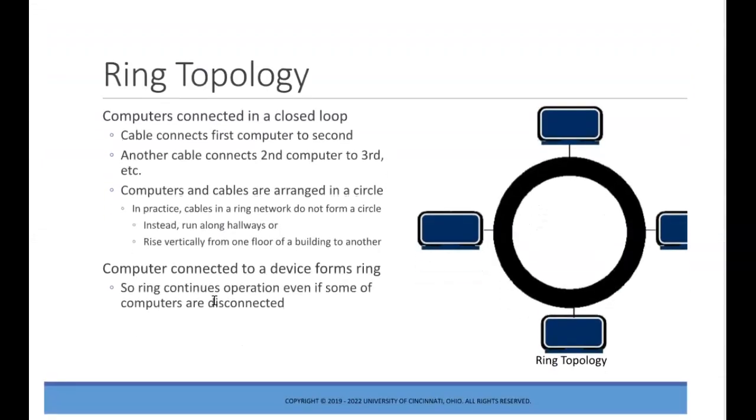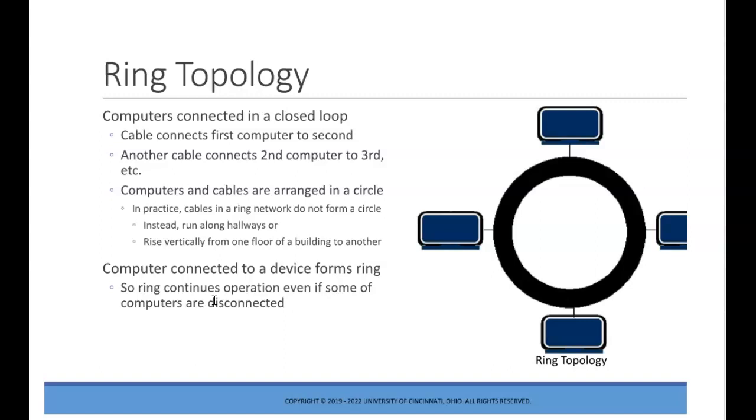Ring topology arranges for computers to be connected in a closed loop. A cable connects the first computer to a second computer, another cable connects the second computer to a third, and so on until a cable connects the final computer back to the first. The name ring arises because, as one can imagine, the computers and cables connecting them are arranged in a circle, as this figure illustrates. In practice, the cables in a ring network do not form a circle. Instead, they run along hallways or rise vertically from one floor to another.